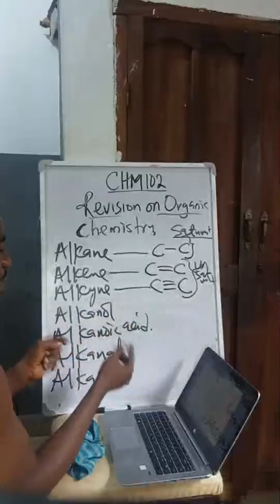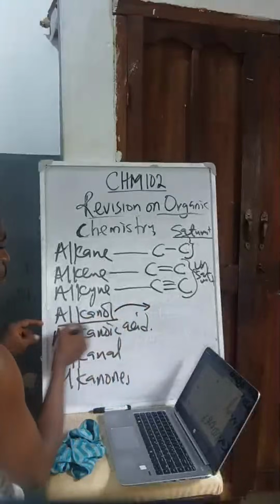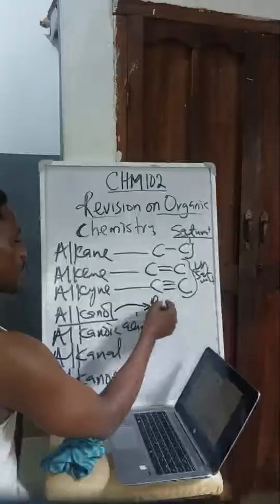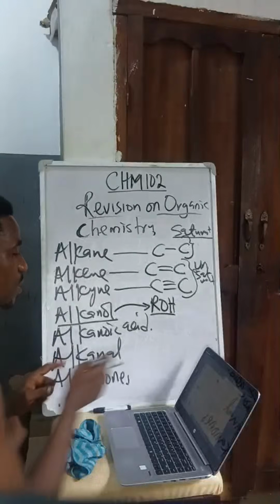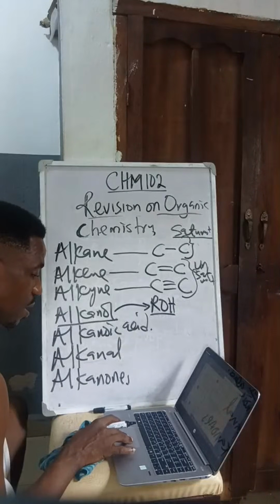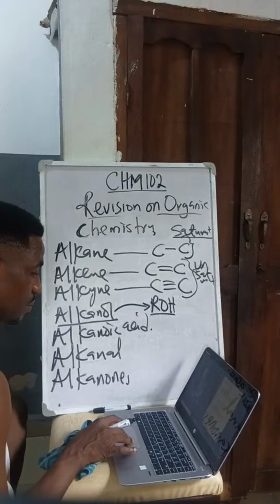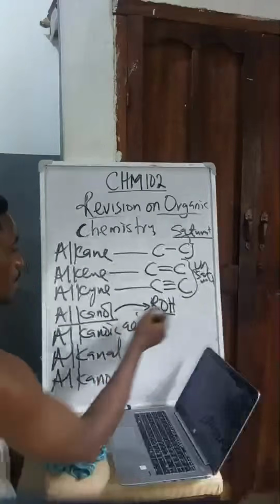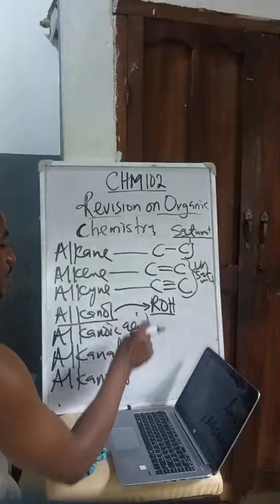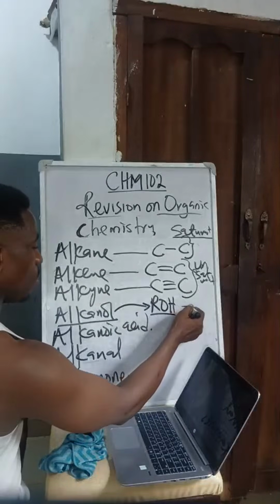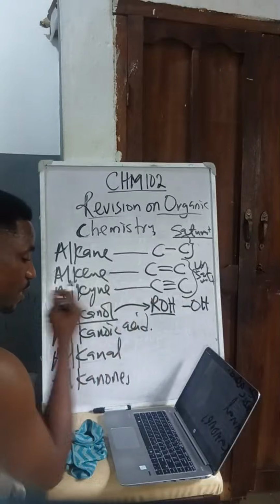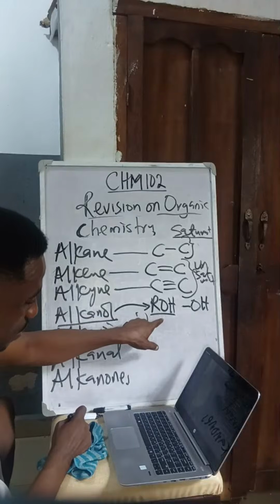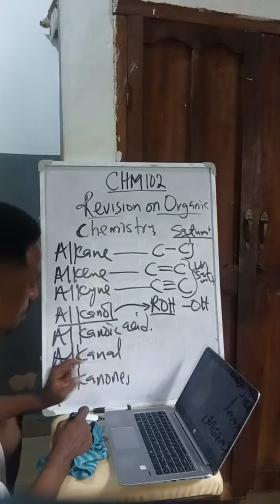Now, classes of organic compounds, we have alcohol, alkanol. Please pay attention. ROH is the molecular formula. Then OH is the functional group. Pay attention to this. It's very, very important. ROH is the molecular formula. OH is the functional group.